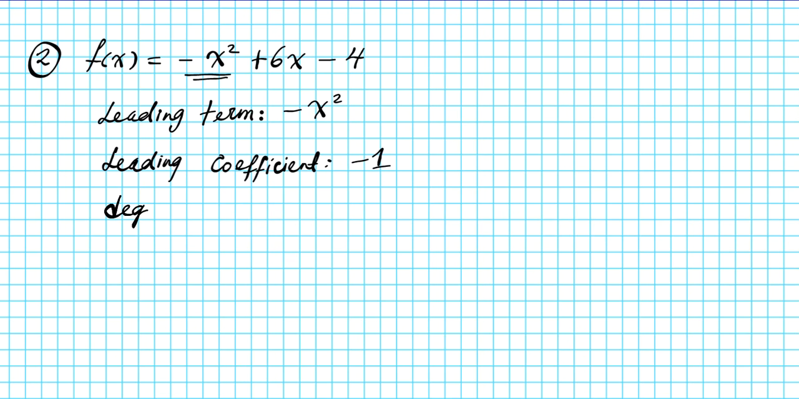What is the degree? The degree is the power or the exponential value of the leading term, and in this case it is 2. What I care about for the leading coefficient is the sign, and as we can clearly see, it's negative. And what I care about concerning the degree is the symmetry. Is it odd or even? And as we can see, the degree is even because it is divisible by 2.